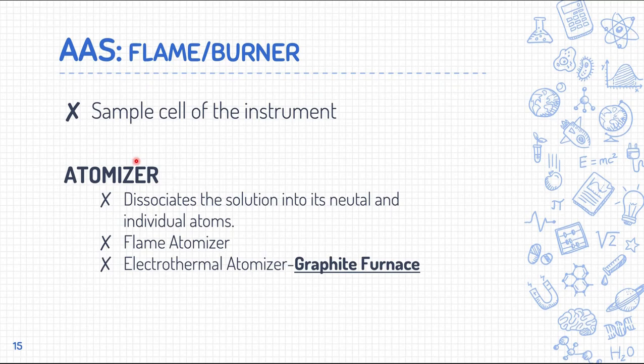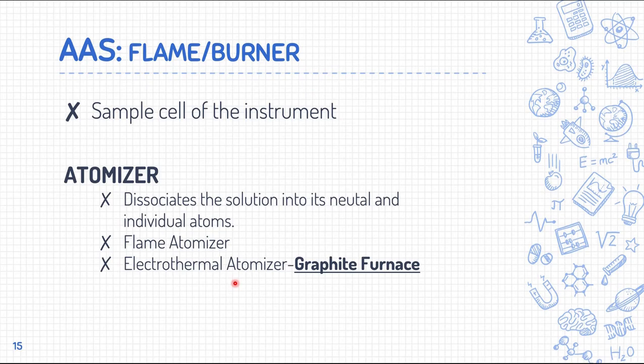We actually have two types of atomizer. We have your flame atomizer and we have your electrothermal atomizer, which is your graphite furnace. The electrothermal atomizer you can also hear referred to as flameless atomic absorption spectrophotometry, because it doesn't use a flame anymore but uses your graphite furnace. So let me explain what happens first. As I mentioned a while back, your atomizer is also your sample cell. This is where your sample is held while it is being measured in the system.